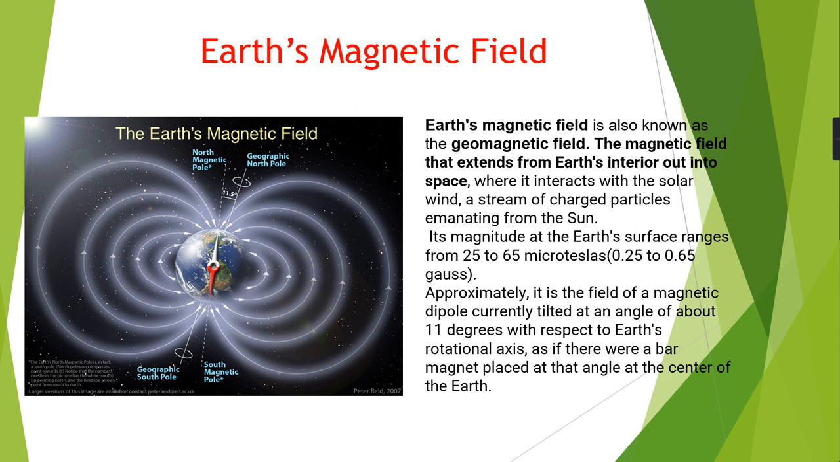Its magnitude at the Earth's surface ranges from 25 to 65 microteslas, or 0.25 to 0.65 Gauss. Approximately, it is the field of a magnetic dipole currently tilted at an angle of about 11 degrees with respect to Earth's rotational axis, as if there were a bar magnet placed at an angle at the center of the Earth. In this picture, there is a bar magnet placed at an angle at the center of the Earth.